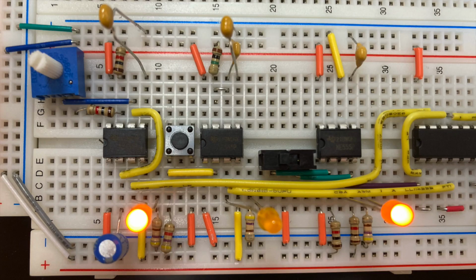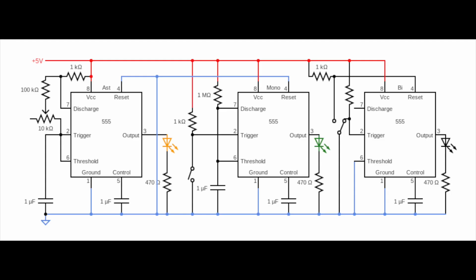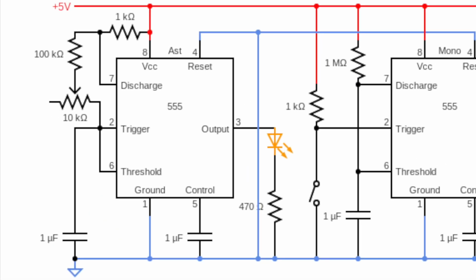The clock signal is created by either one of two of the 555 timers. They are in order from left to right: astable, monostable, and bistable, which is used to select between astable and monostable. This is a circuit diagram of the 555 timers. The astable clock on the left is the most familiar, as it was discussed in Project 2.1 last year.